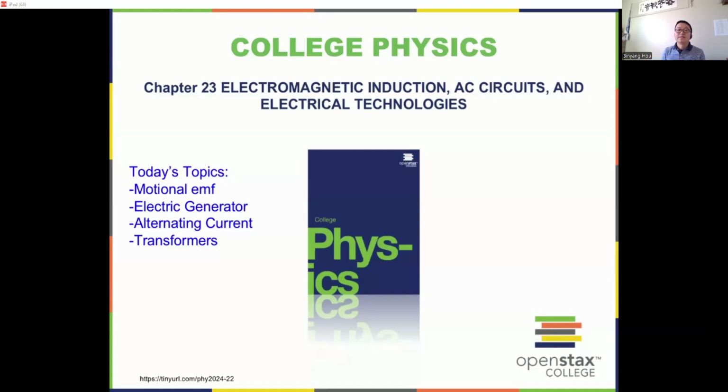So today we'll be continuing learning about induction, and then we'll learn how an electric generator actually works. Okay, so here are some of the topics. We'll first talk about the EMF induced by motion, and then we'll talk about electric generators, and then we'll touch on alternating current, and then take a look at the transformer. So this is not the movie Transformers, but the ones that you use to transform high voltage to low voltage, or the other way around.